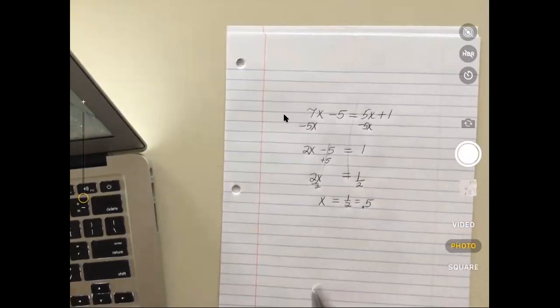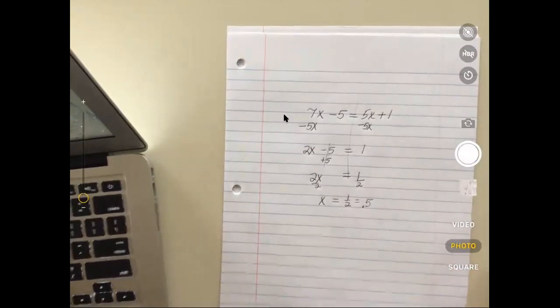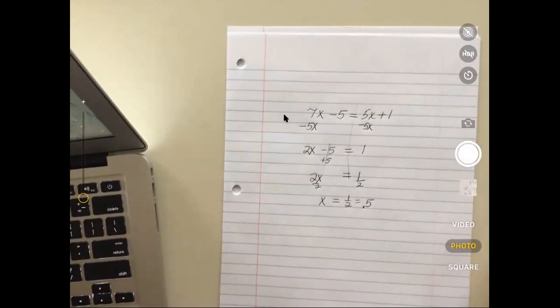So if this is a geometry problem, do you have to put that 0.5 in for x somewhere in a figure, or is it just solving this equation? It was solving the equation, but it gave me the steps. That just takes practice. Solving those equations, the more you do it, the better you'll get at it.